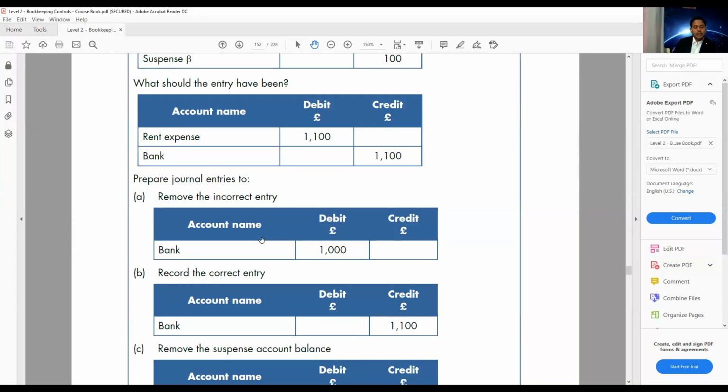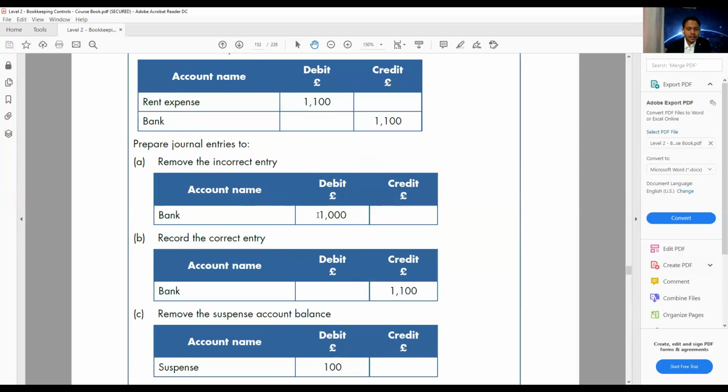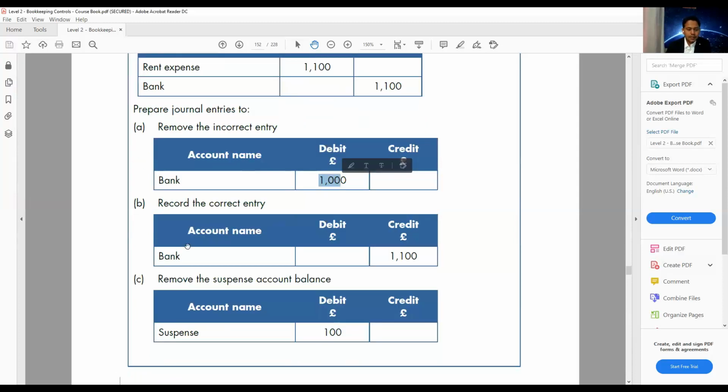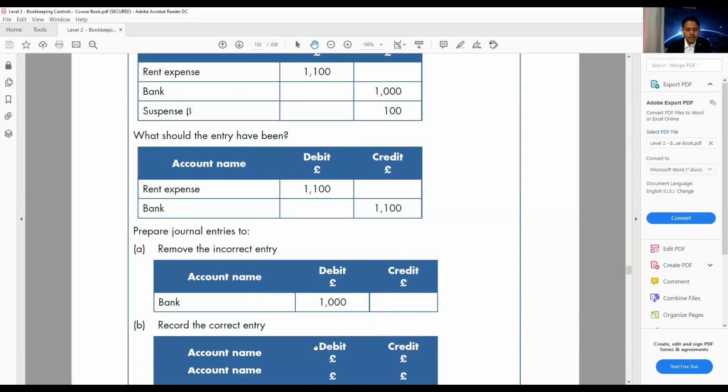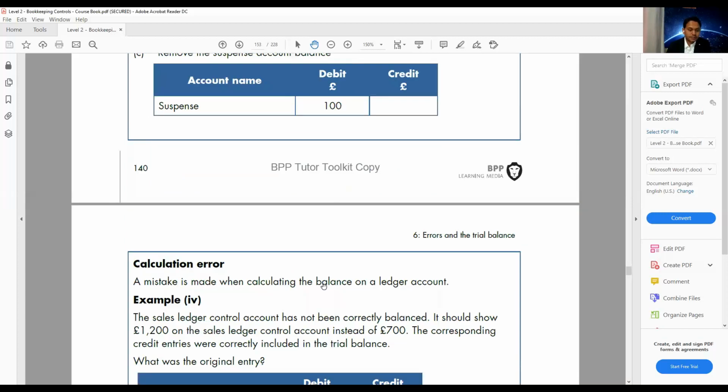So prepare the journal to remove the incorrect entry. The bank was wrong, 1000. So I'm going to remove that by making it debit. And I'm going to record the correct entry, bank 1100. And finally, I have to remove the suspense. Suspense was credit 100. I'm going to make suspense debit 100, so it will be removed from my system.